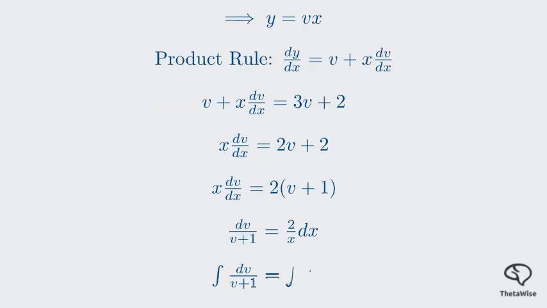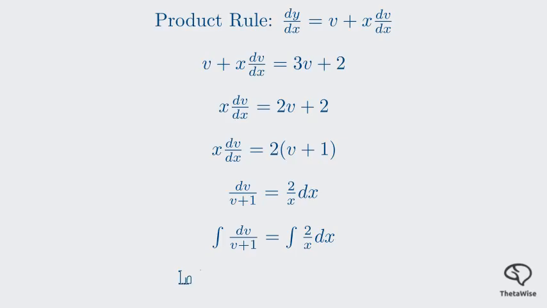Now we can integrate both sides. The integral of 1/(v+1) is ln|v+1|, and the integral of 2/x is 2 ln|x|. We add the constant of integration, c. To find c for our particular solution, we substitute back the initial condition.